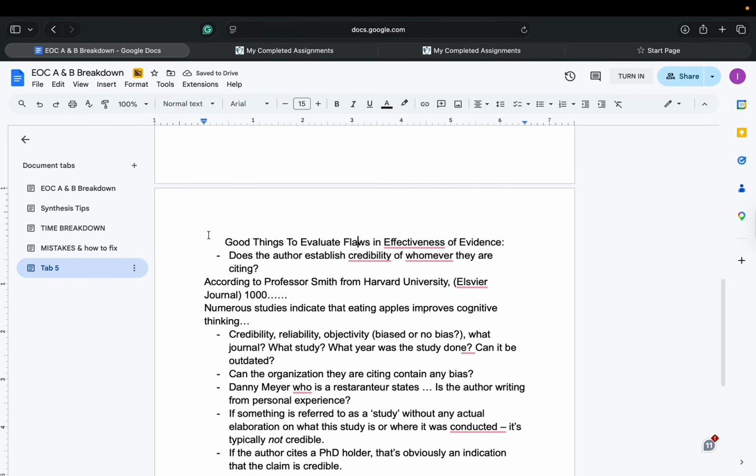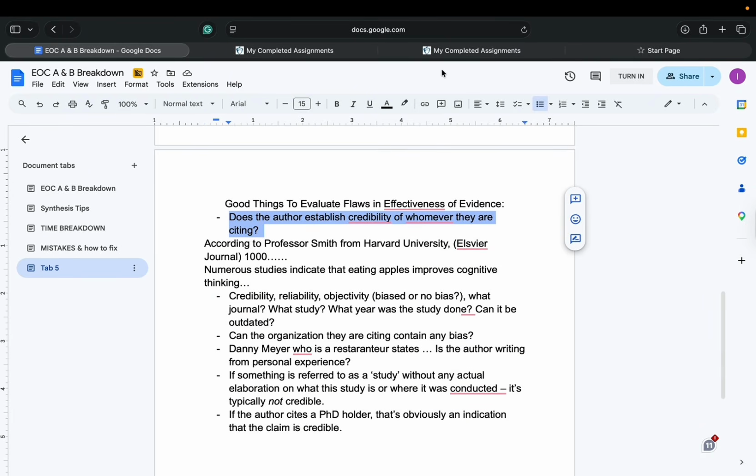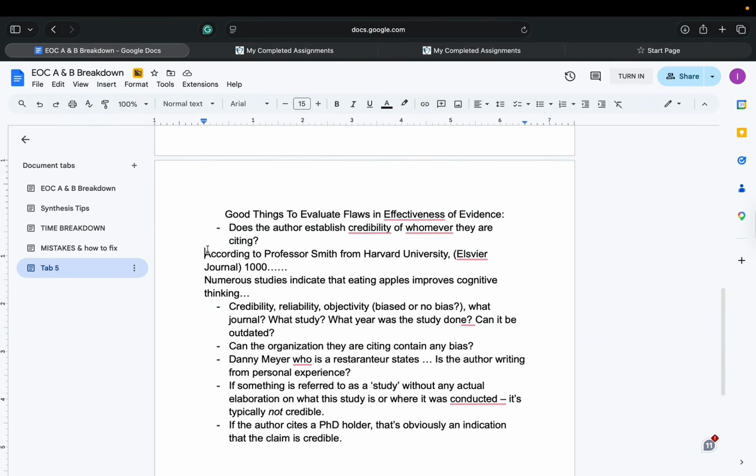So good things to evaluate for flaws in the effectiveness of the evidence is, does the author even establish credibility? For most of these, yes, they do. So this is an example of obviously establishing credibility. Maybe they could have a degree. So according to Professor Smith from Harvard University, obviously they can include something like a subject or whatever. I just typed that really fast.